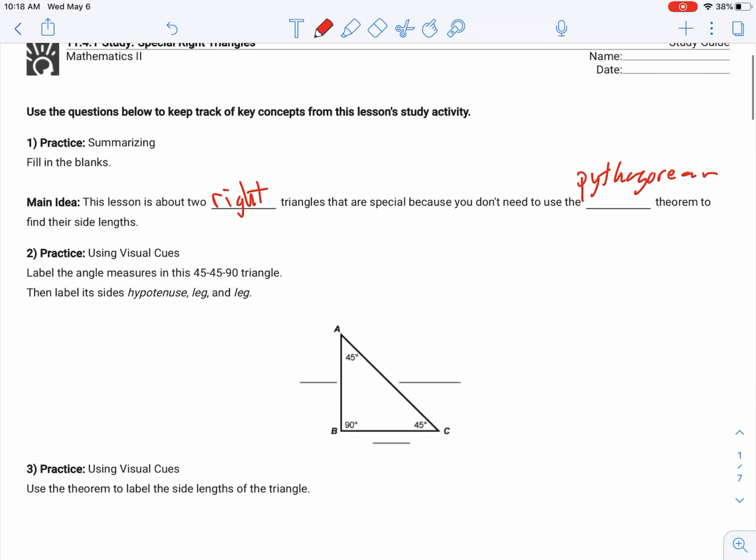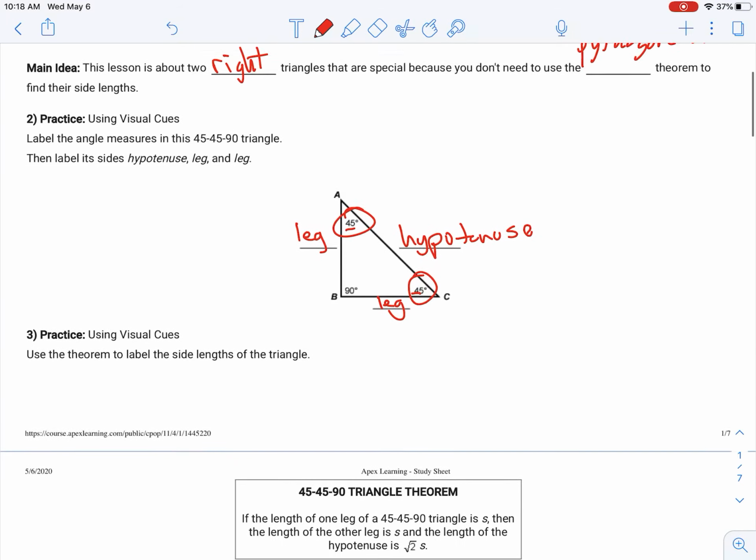Label the angle measures in the 45, 45, 90 triangle, then label its side lengths: hypotenuse, leg, leg. The legs are the short ones, and they're opposite the 45-degree angle. And note that since these two angles are the same, these two legs are also the same.